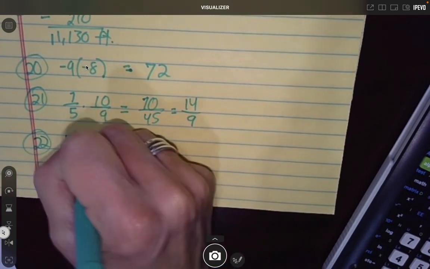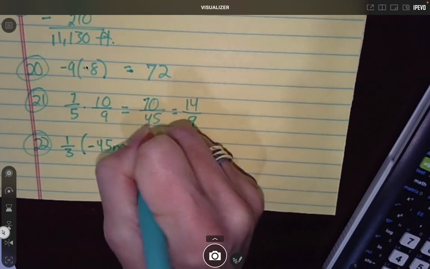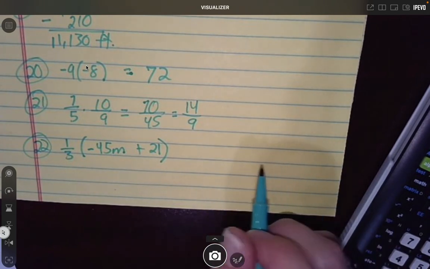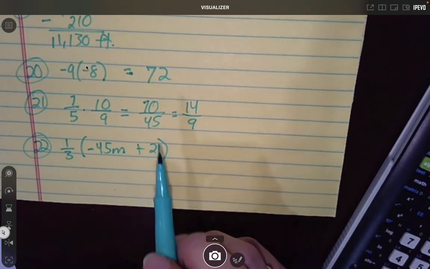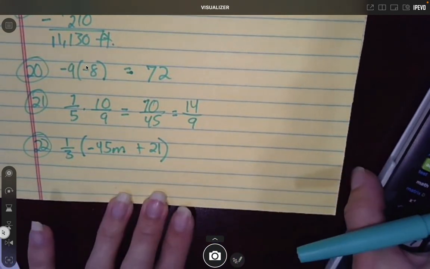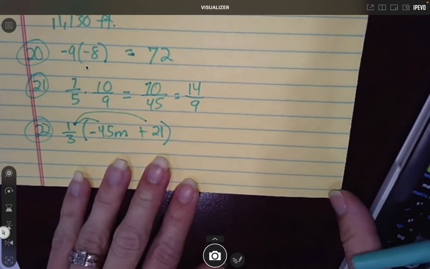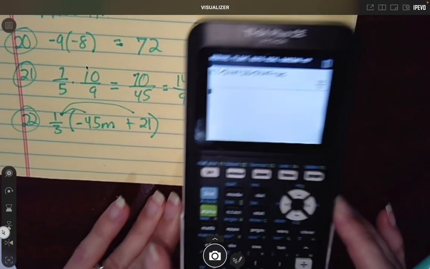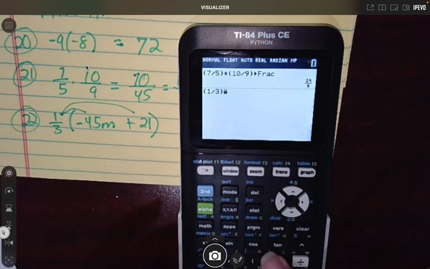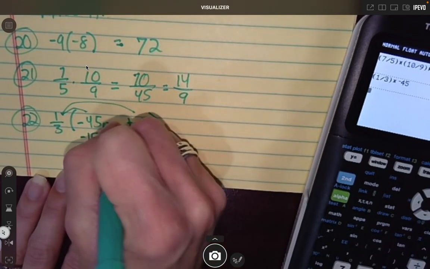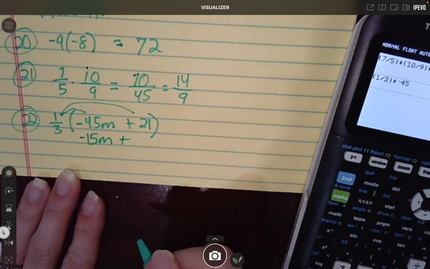Number 22, it says we've got 1/3 on the outside of parentheses. Actually, I think it's more like 23. But what do you do with the 1/3? Make sure you're listening. You multiply it times negative 45 and then also the 21. So what I would do is type in 1/3 times negative 45. What's that answer? Negative 15. So I'm going to write that first, negative 15m. And then what's 1/3 of 21?